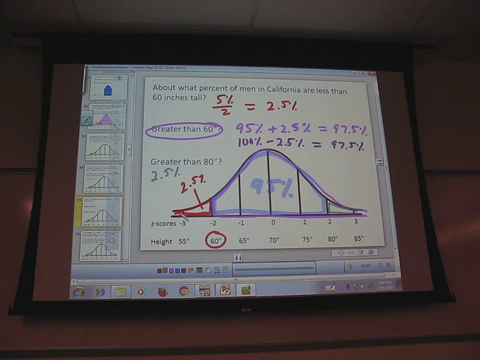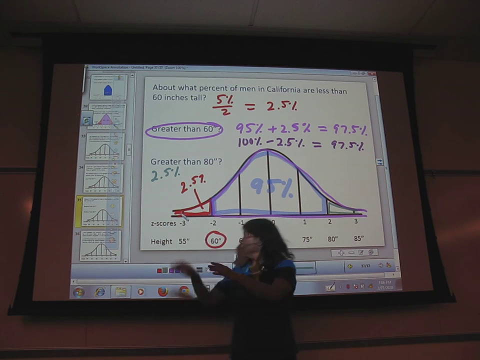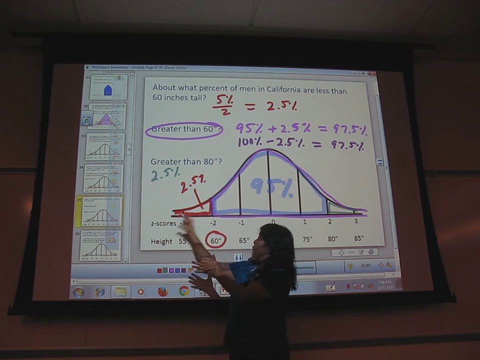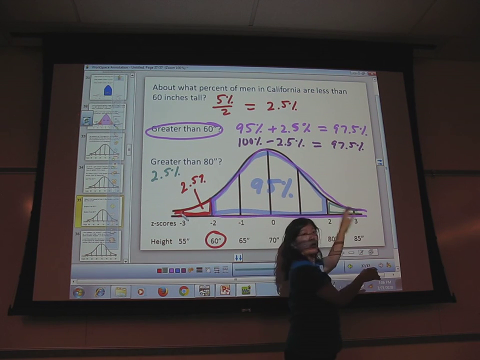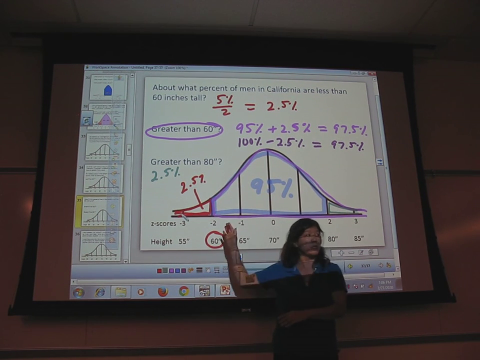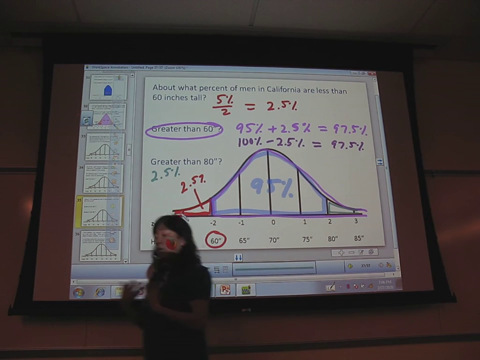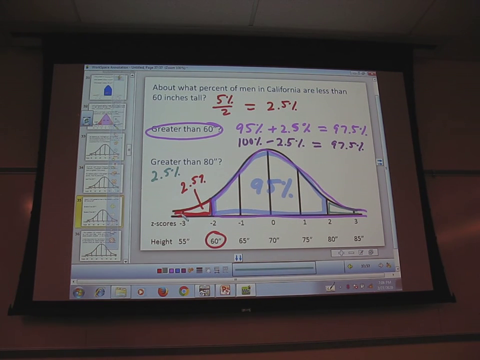Why is it 2.5%? Because it's symmetric. If this part here, over here, is the same as that part there. It's symmetry. Everybody see that? So use that symmetry of these normal distributions to help you solve problems also. It's symmetric, which is super useful. Make your life easier.